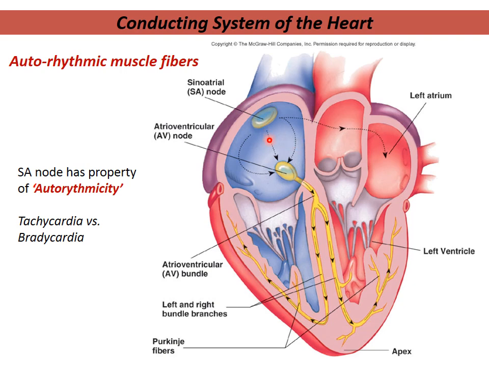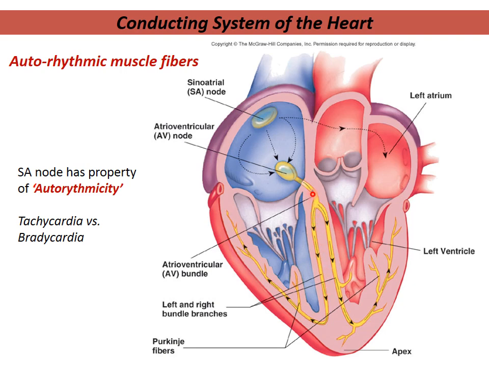The signal that is then sent to the AV node fires at a slower rate than the SA node. This is why the SA node is the pacemaker of the heart. At the AV node there is a delay once the electrical impulse is received from the SA node. Then the AV node will fire to send that information into the bundle of His. The bundle of His is the first part of the pathway that will enter into the interventricular septum, the wall that separates the left and right ventricles.